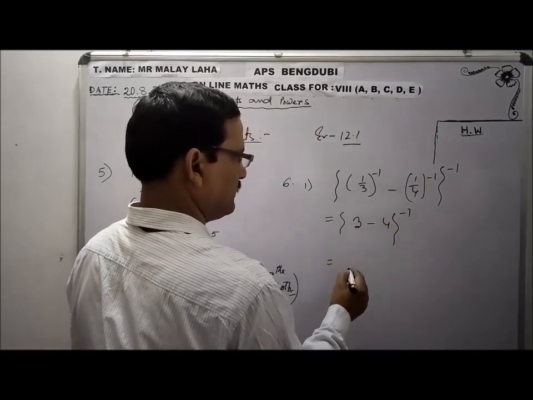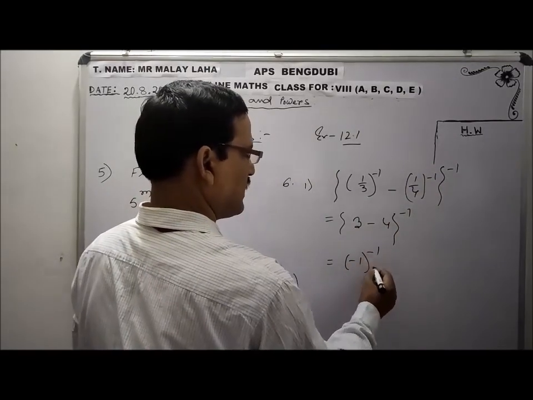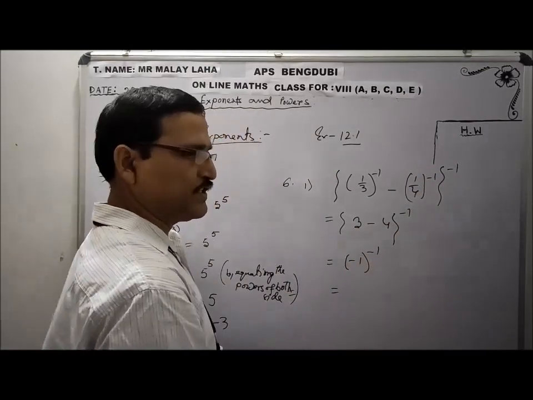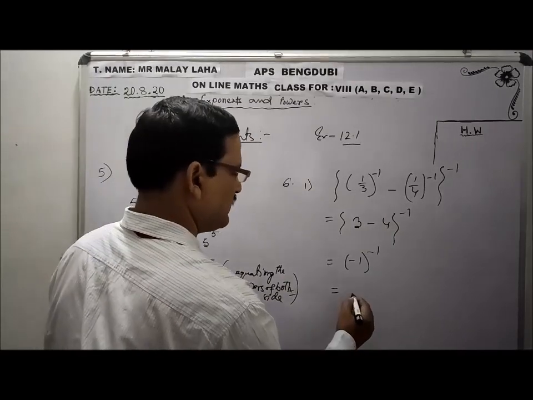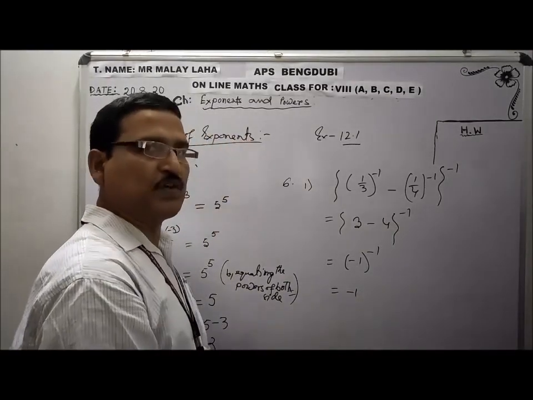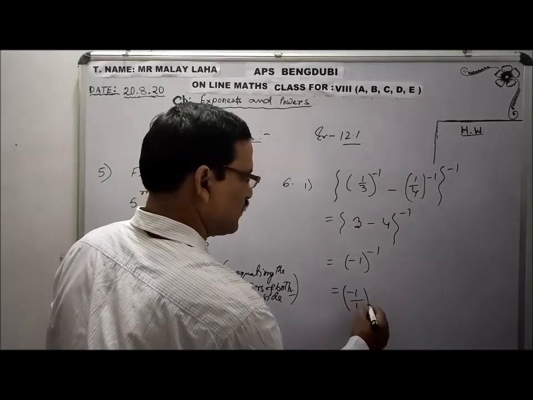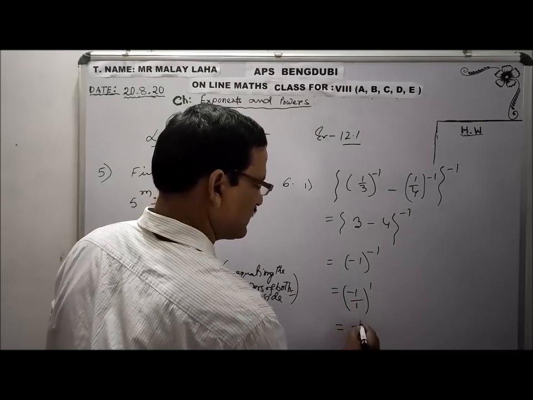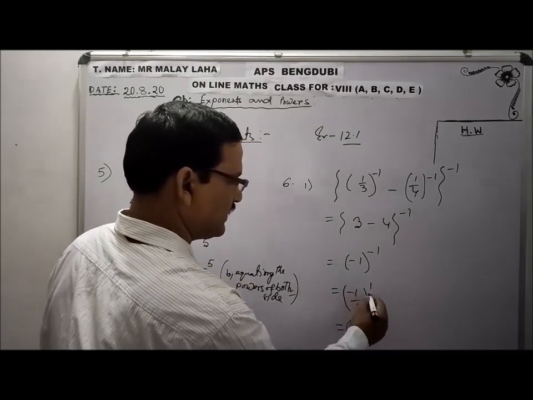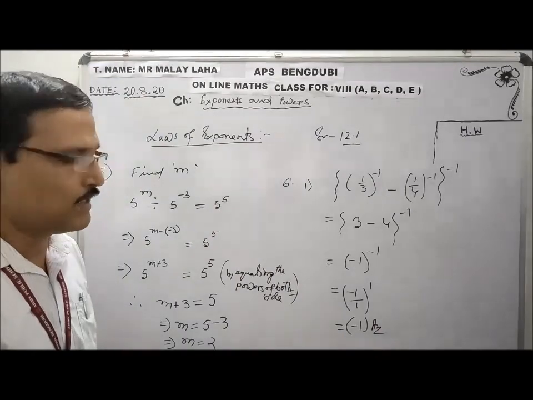What is coming here? Minus 1 raised to minus 1. If I make it positive, it will still be minus 1. Minus 1 by minus 1 raised to positive 1. You can write the answer this way also, if you are facing a problem. That is minus 1 only. Or you can directly write it here. So the answer is minus 1. Understood?